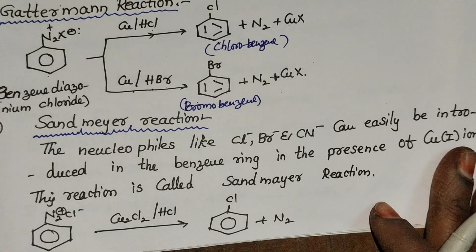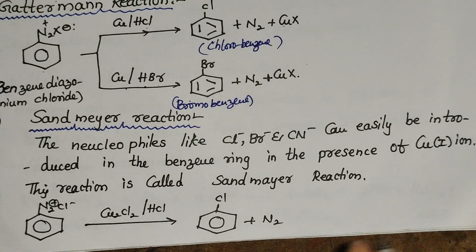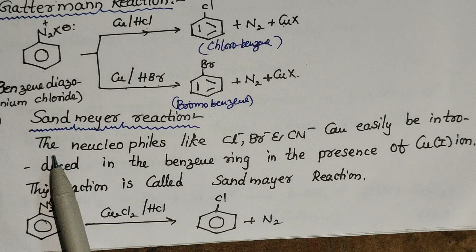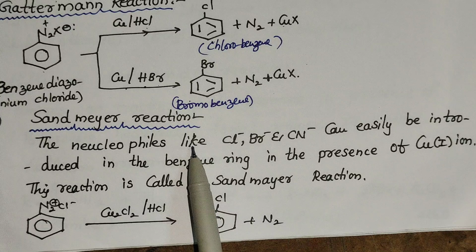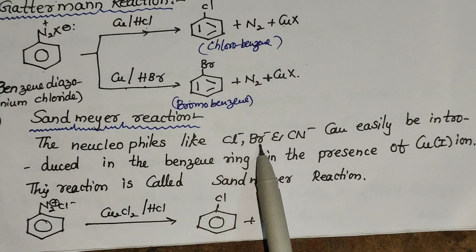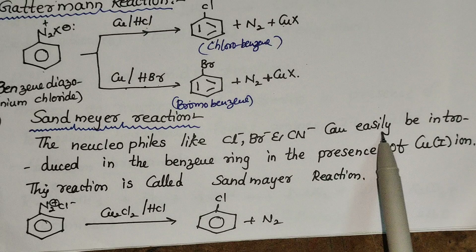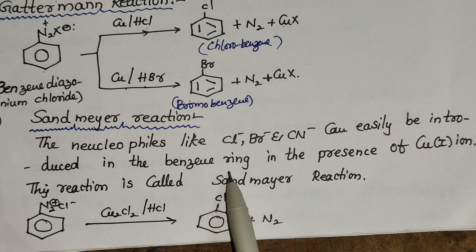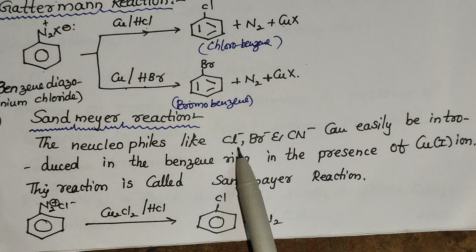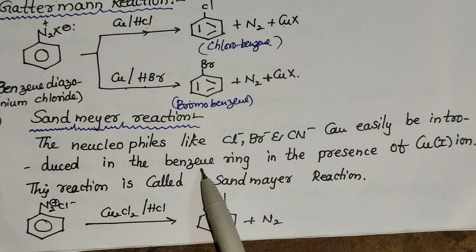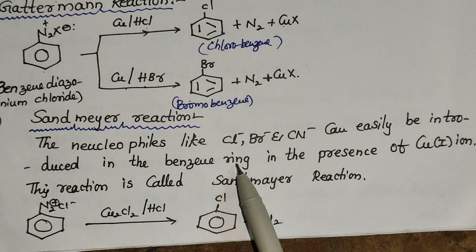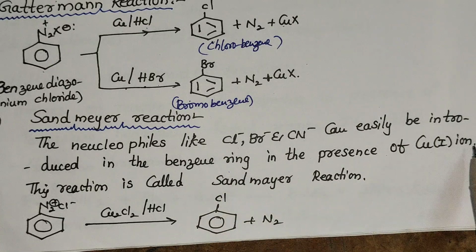Next one is the Sandmeyer reaction. It is also a very important reaction for boards. Listen properly. What is this? Nucleophiles, nothing but negatively charged ions, especially chloride, bromide and cyanide, can easily be introduced into the benzene ring. Chlorine, bromine and cyanide ions are easily substituted on the benzene ring in the presence of copper(I) ion. This reaction is known as the Sandmeyer reaction.